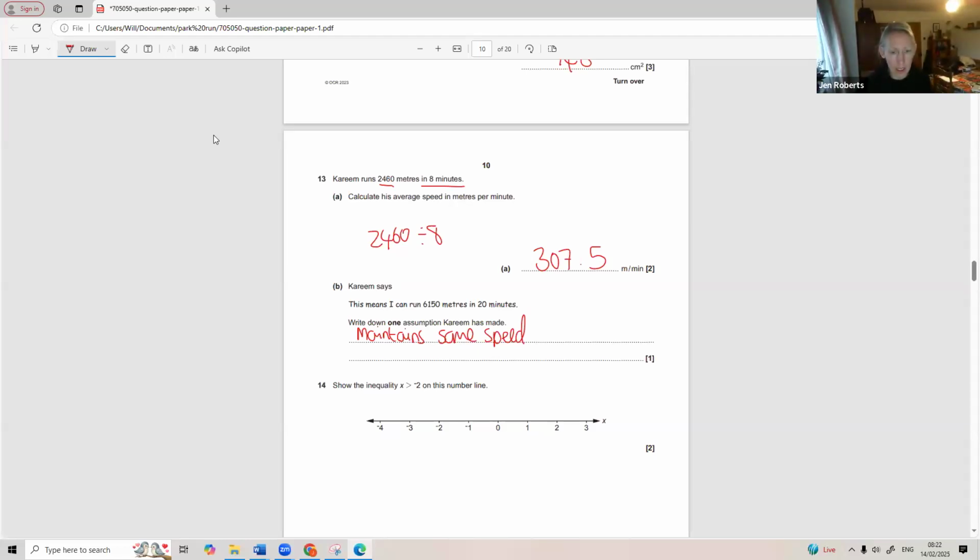Show the inequality, x is bigger than -2 on the number line. So when there's not an equals here, we haven't got an equals at the bottom, we just need an open circle, not coloured in. X can be anything bigger than -2, so we need an arrow pointing in this direction.